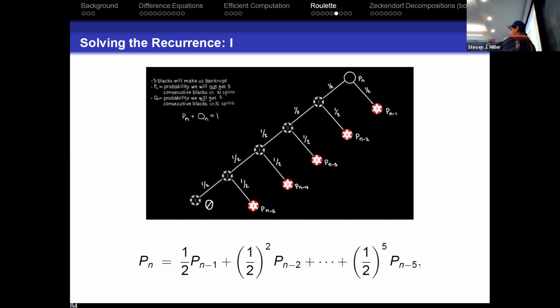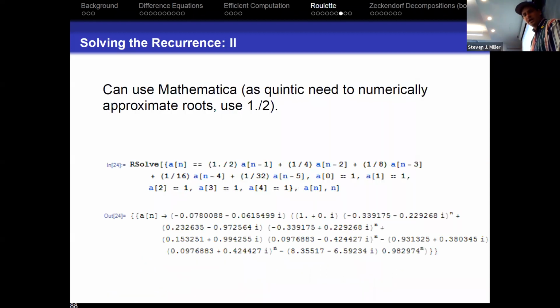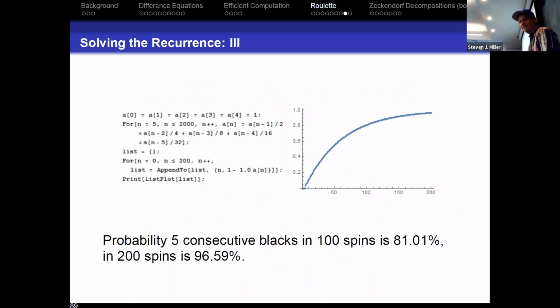I could do the generalized Binet formula for something like this, but it's not worth it. So we talked about the initial conditions, and then here's some code to try to solve it exactly, and here's the closed form expression with approximations. Here's graphically a plot of what happens as we take more and more spins. With 100 spins, you have about an 81% chance of having 5 consecutive blacks. If you have 200 spins, the probability is 96.59%. So you have a tremendous probability of getting 5 consecutive blacks somewhere in 200 spins.